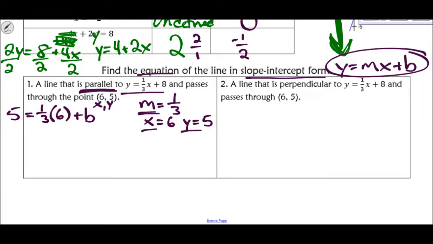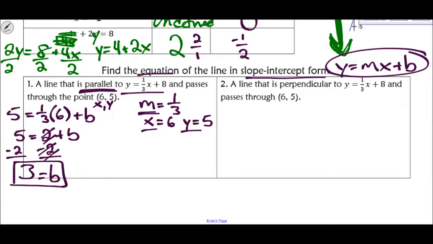I'm going to multiply 1/3 times 6, that's 2. 5 equals 2 plus b. And I want to solve for b there. I want to get b completely by itself, so I'm going to subtract 2 from both sides. That gives me that b is 5 minus 2 is 3. That's my y-intercept. That's my slope.